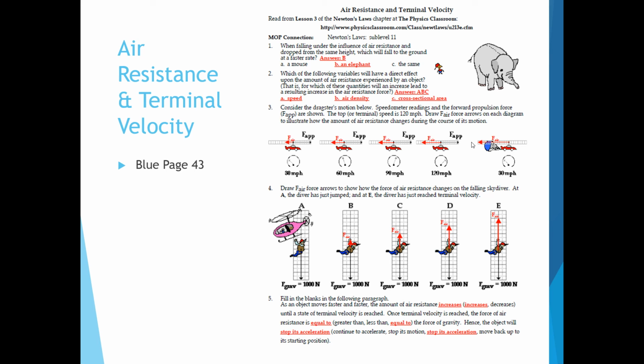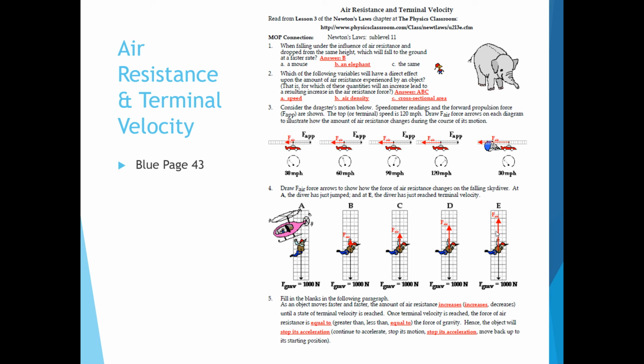Number 4, draw F air force arrows to show how the force of air resistance changes on the falling skydiver. At A, the diver has just jumped, and at E, the diver has just reached terminal velocity. So initially, he's just jumped, so there is no air resistance, and then he's got a little bit, and it builds up, and it builds up until at E, he reaches terminal velocity, and they are balanced.